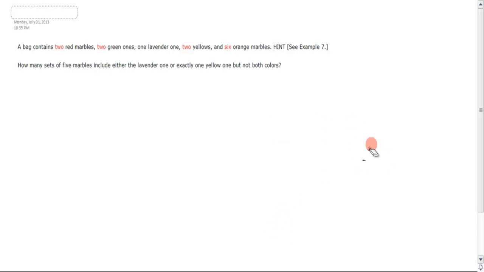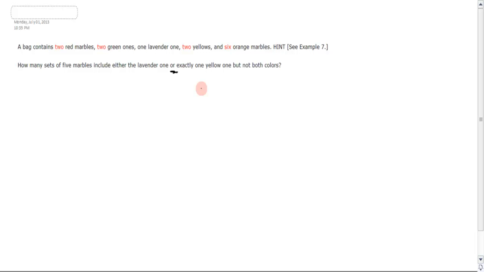Okay, so for this problem, what I clue into is the fact that it has an "or", and not just the word or, but in the meaning. It's saying how many sets of 5 marbles include either the lavender one or one yellow one, but not both.